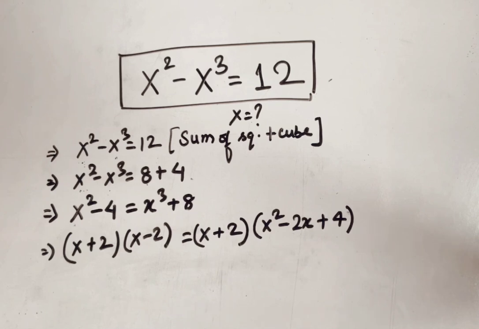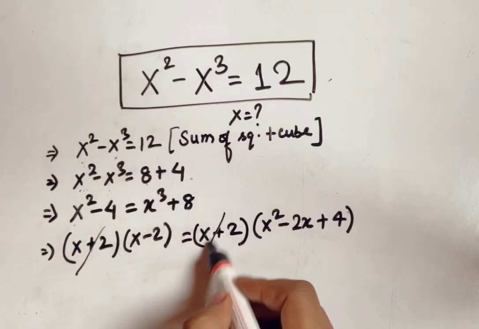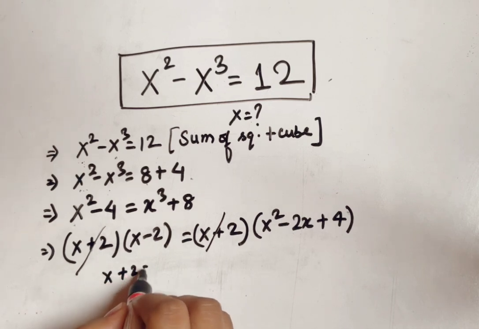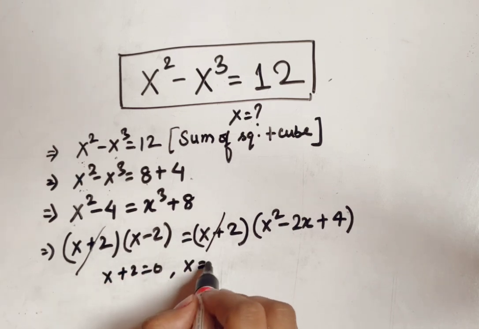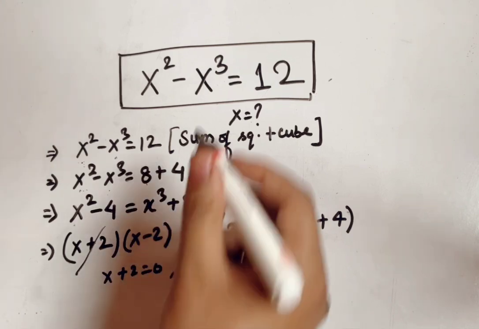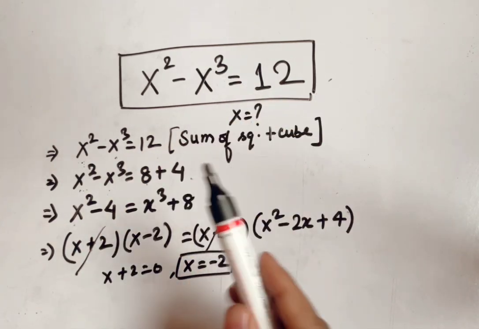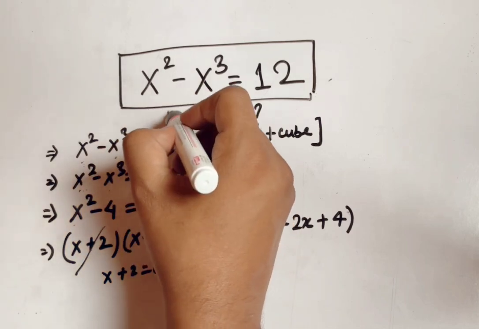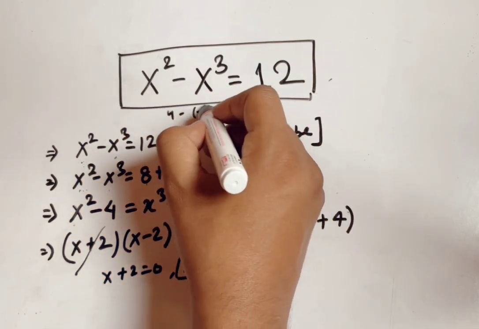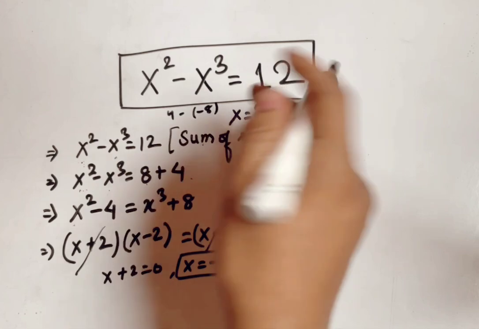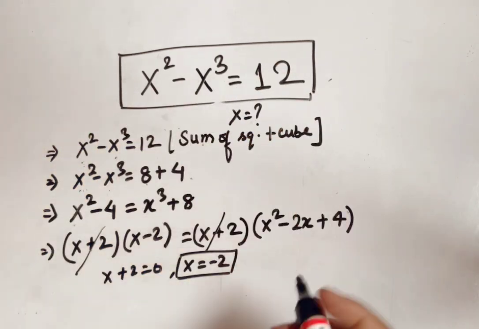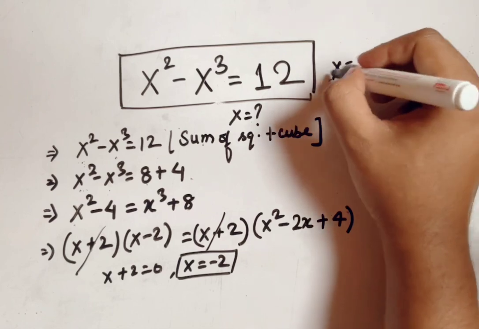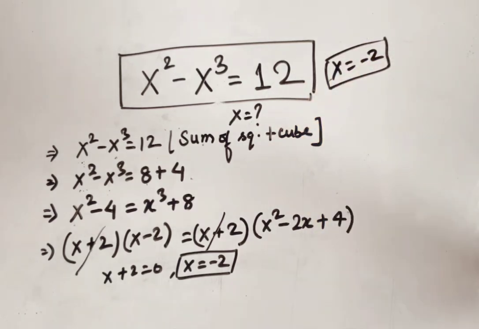Okay, so we can see that x plus 2 and x plus 2 can get cancelled, but at the same time we have to take care that x plus 2 is not equal to 0. So x is equal to minus 2 can be a root of the equation if it satisfies the equation. If we try to put x is equal to minus 2 here, we can see that minus 2 square is 4 and minus 2 cube is minus 8. So 4 minus of minus 8 will be 12. So hence this satisfies the equation. So we'll get x is equal to minus 2 as one root. So x is equal to minus 2 will be one of the roots of this equation.